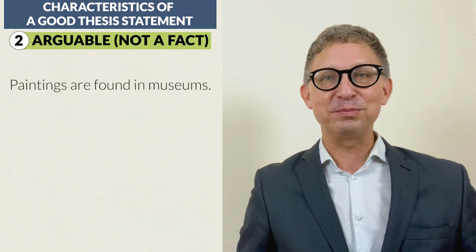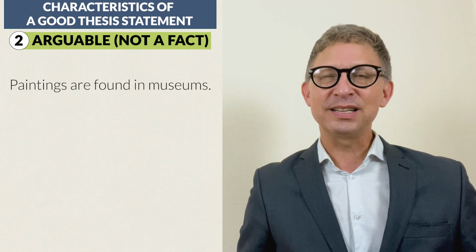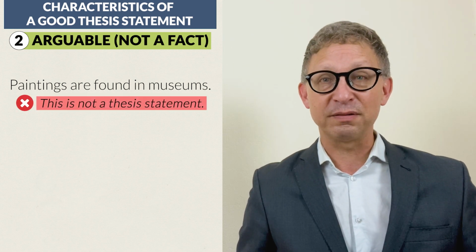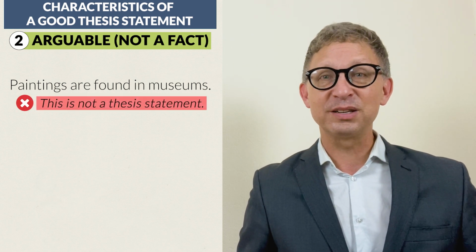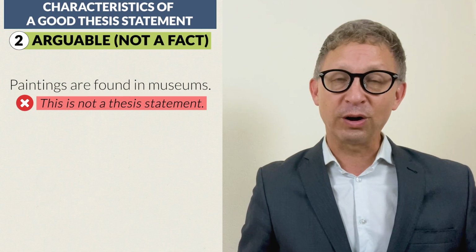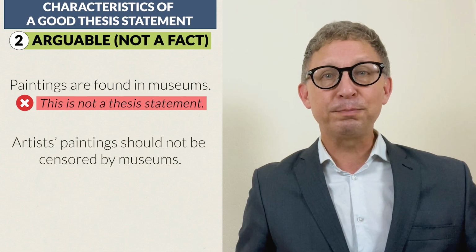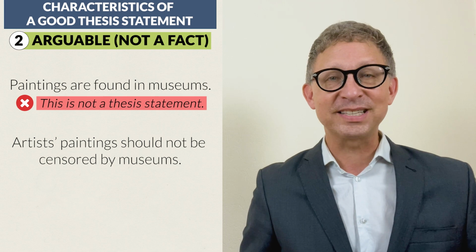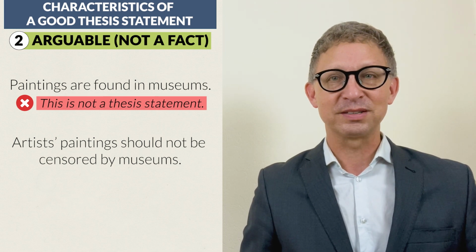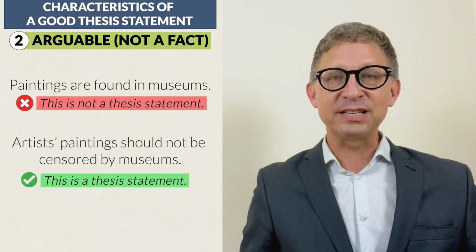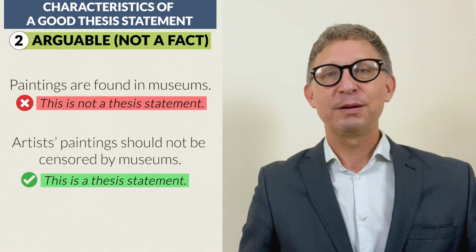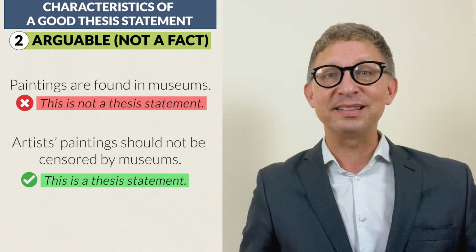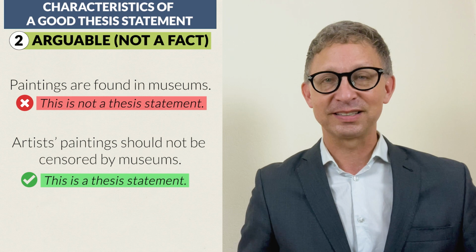"Paintings are found in museums." This example is rather obviously a fact, so there's nothing to argue. By contrast, "Artists' paintings should not be censored by museums." This is an opinion that needs supporting evidence. People can disagree or debate this sensitive topic.